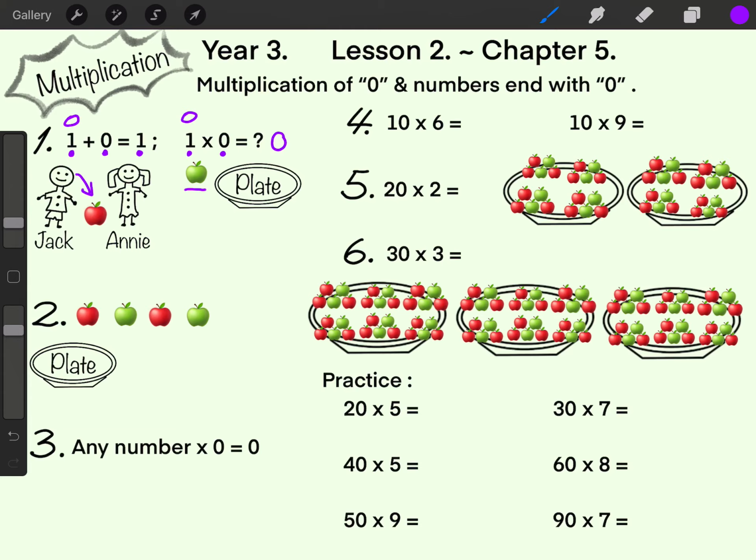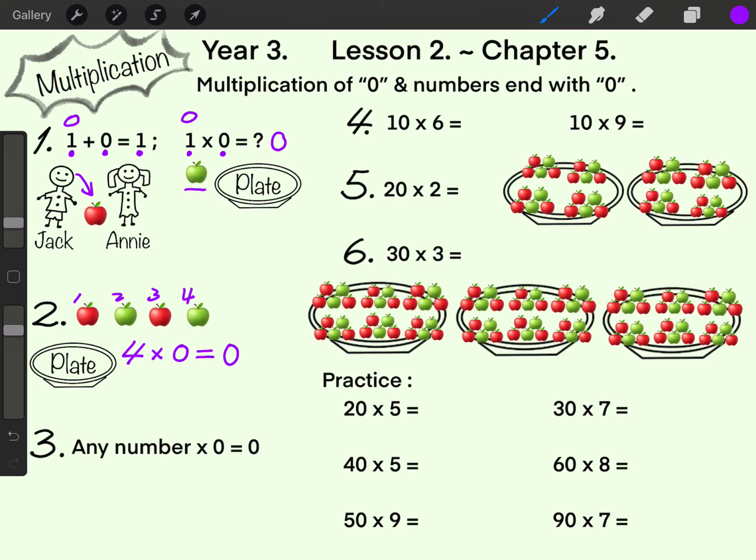Or we have 4 apples. 1, 2, 3, 4. 4 apples and an empty plate. Again, if we do not put any apple on the plate, then there are how many apples on the plate? 0. That's 4 times 0 equals 0.